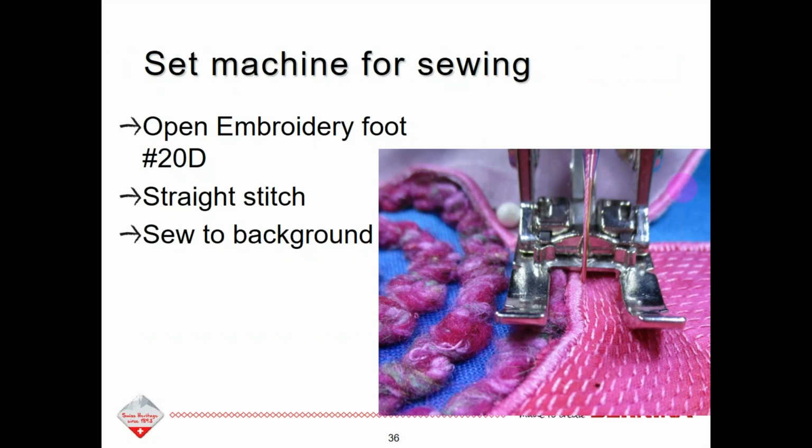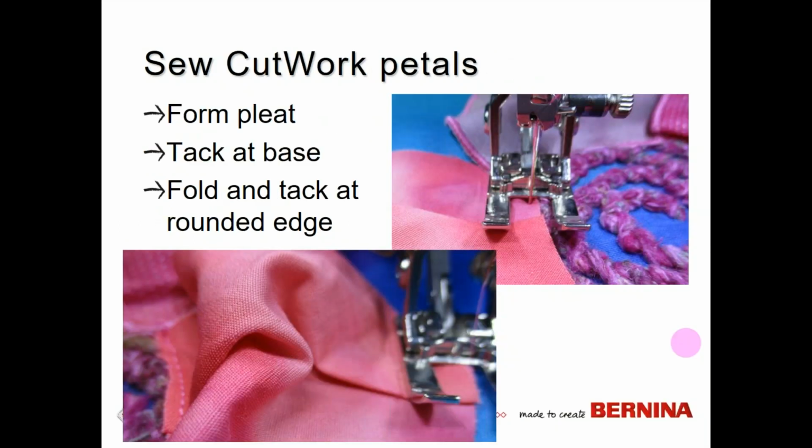I used the open embroidery foot number 20D, and I used a straight stitch and I sewed along the edge of all the petals, and that was sewed to the background fabric. Then for the CutWork petals, I formed a pleat in those petals. I tacked them at the base, and then I folded and tacked along the rounded edge of the petal as well to give them more dimension. The StumpWork petals have wires, so you can bend and shape those. Those you don't need to tack down at both sides, just along the base.